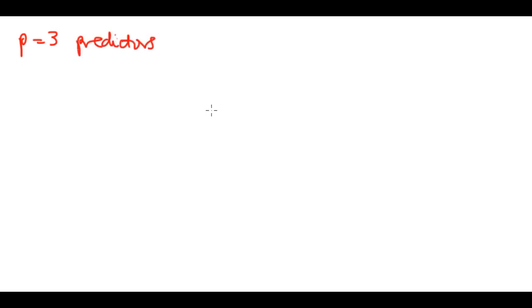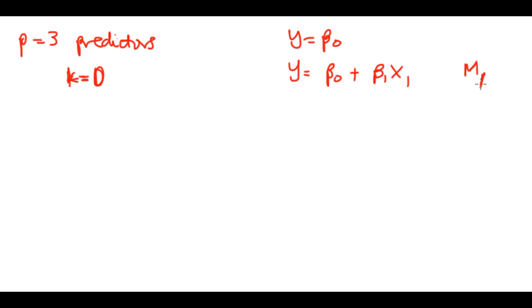So when we start, we obviously start with y equal to beta naught. When k equal to 0, when we are adding the first predictor, imagine our model is going to be like this. The one that we add, imagine it's X1 that is the best one to add at that moment. This becomes our M1, right?